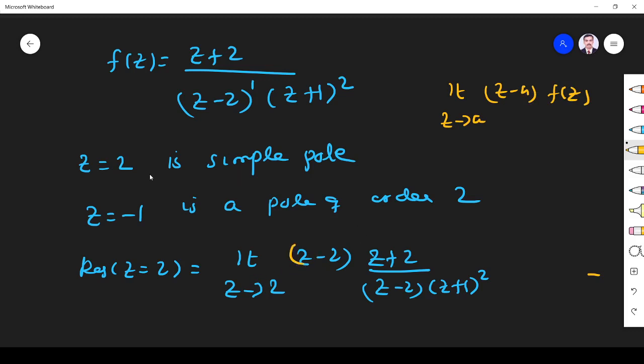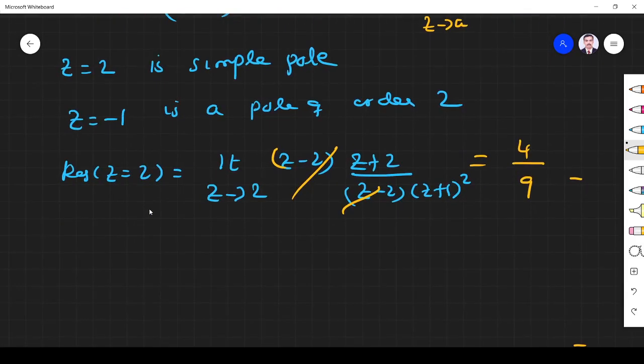So here a is 2, a is a pole. So this (z minus 2) will be cancelled. Substitute z is equal to 2: (2 + 2) by (2 + 1) square, that is 4 by 9. So one residue is 4 by 9. We have a residue of 4 by 9 at z is equal to 2. But z is equal to minus 1 is a pole of order 2.